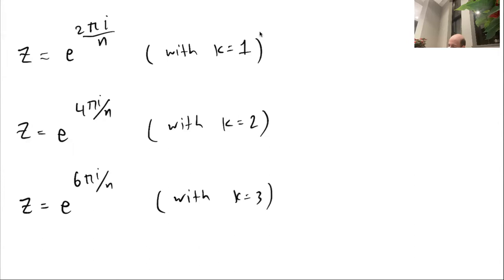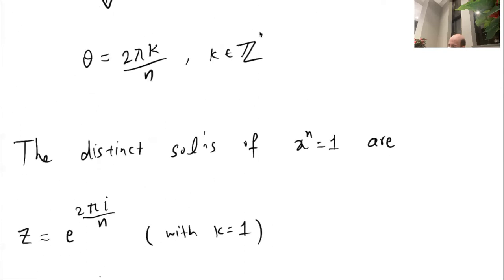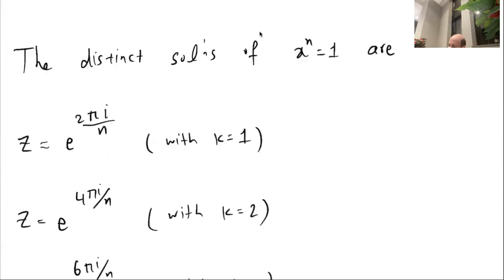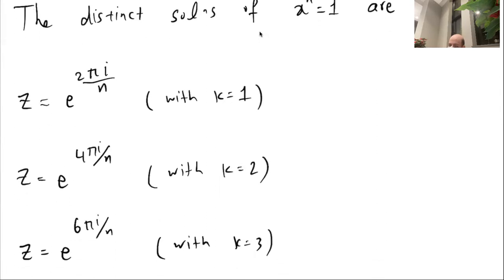All the way to z equals, if I replace k with n here, then I'll have 2 pi n over n, which is 2 pi. So e to the power 2 pi i, which is 1. See, so far I got n solutions.